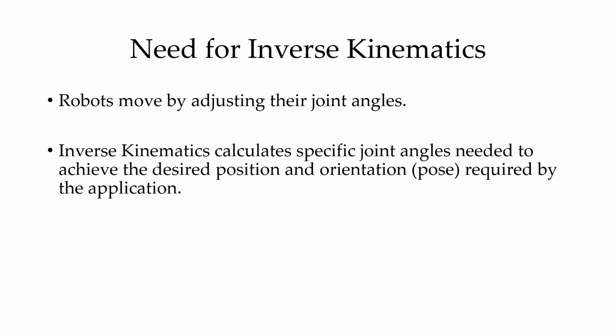But we as human beings are more comfortable expressing the position and orientation in terms of three angles, yaw, pitch, and roll, and three coordinates of the position. So basically we are more comfortable expressing position and orientation in task space only. But for controlling a robot, we need the individual values for the joint variables. So for that, we need inverse kinematics.